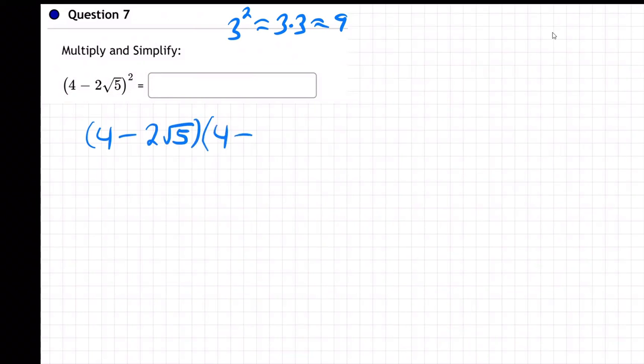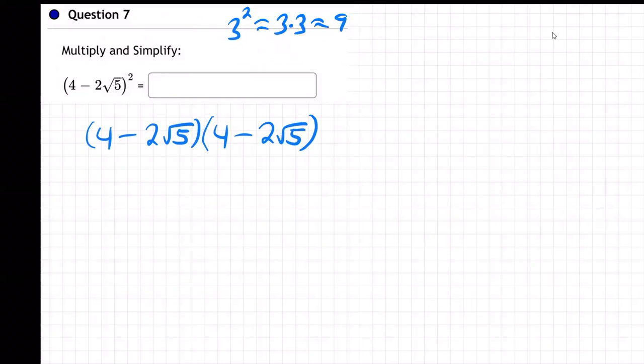Okay, so on this one, we have 4 minus 2 root 5 squared. So you know what squared means. Like if I put a 3 squared, that means 2 of them multiplied together. That's what a 2 power means on anything. It means 2 of those multiplied together. So this means 4 minus 2 root 5 and 4 minus 2 root 5, 2 of them multiplied together. That's what little 2 powers always mean. All right, so here we go.